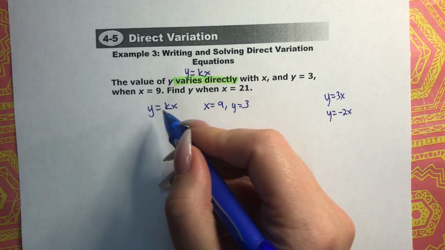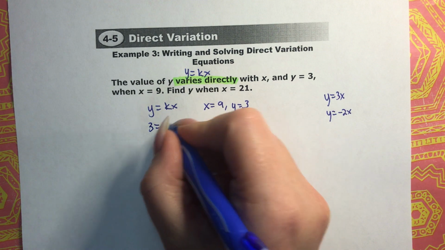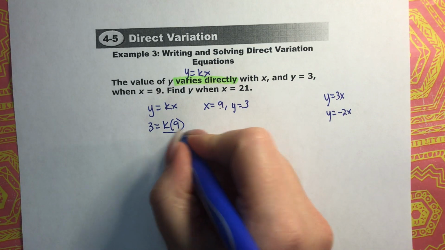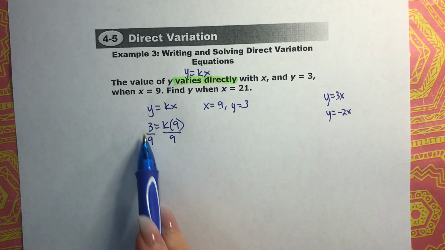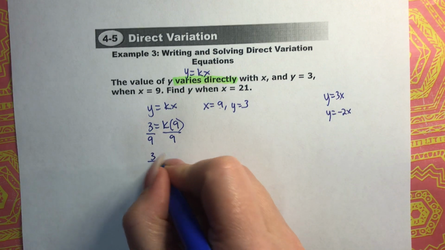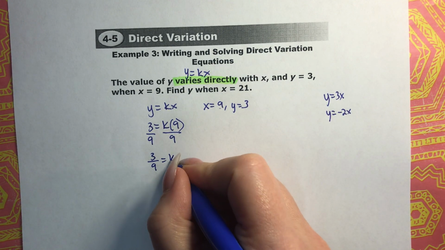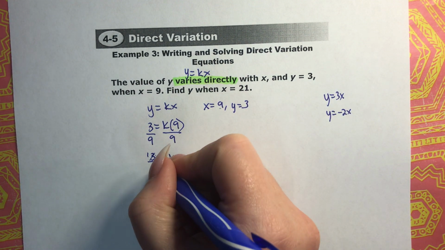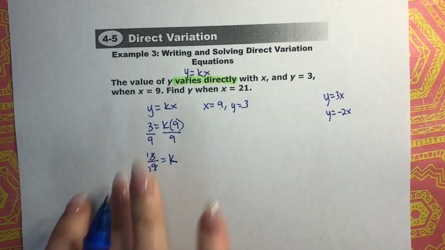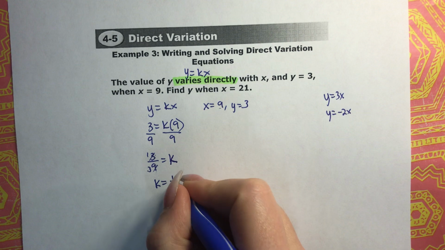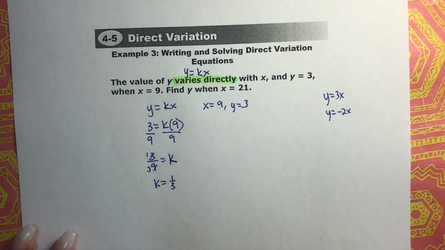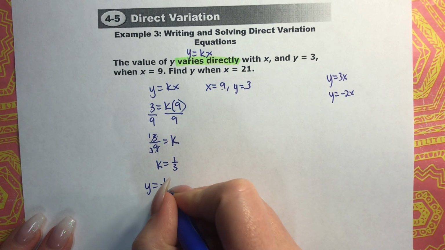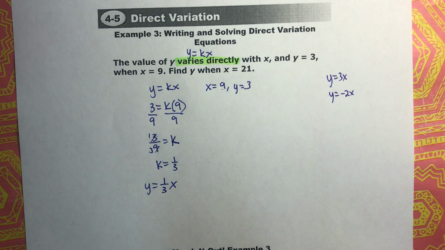So let's go ahead and do it. For y, we're going to substitute 3. We don't know what k is, but we substitute 9 in for x, and then we just solve for k. We divide both sides by 9, and we have 3 9ths equals k. Let's simplify it. What goes into both of those? 3. 3 goes into 3 one time, and 3 goes into 9 3 times. So k is equal to 1/3. If I wanted to write that direct variation equation, I totally could, because it's just y equals kx. So y equals 1/3 x.